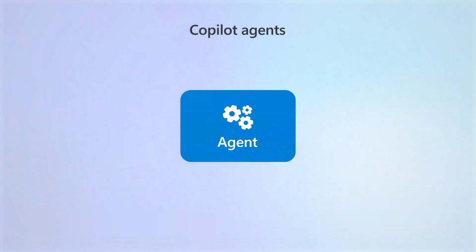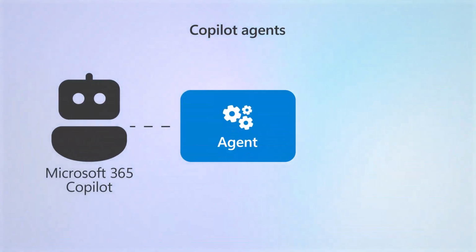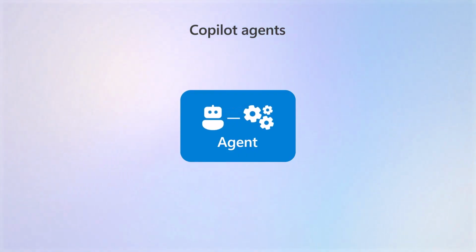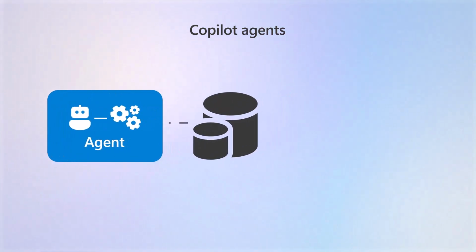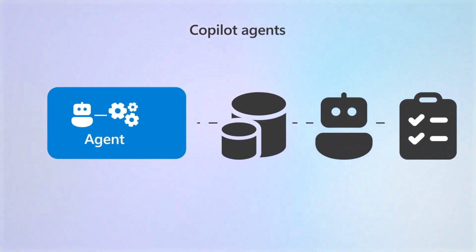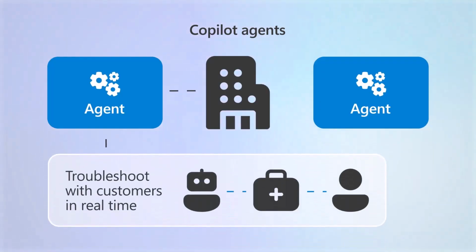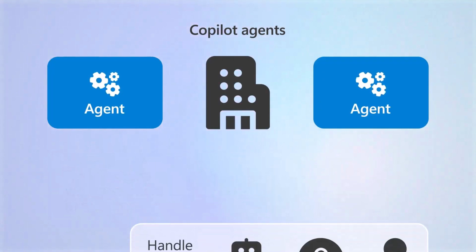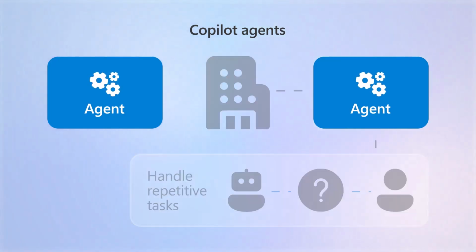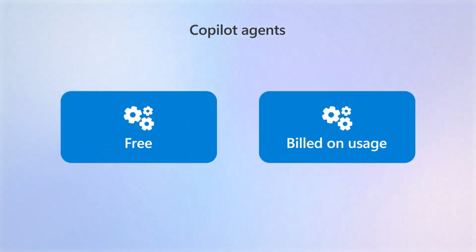Finally, Copilot agents are available in both Microsoft 365 Copilot and Copilot Chat. These AI-driven agents can be created and used to connect to your organization's data to automate and execute business processes. With them, you can troubleshoot with customers in real time, or let it handle repetitive tasks like answering commonly asked HR questions. There are agents that are free and agents that are billed based on usage.